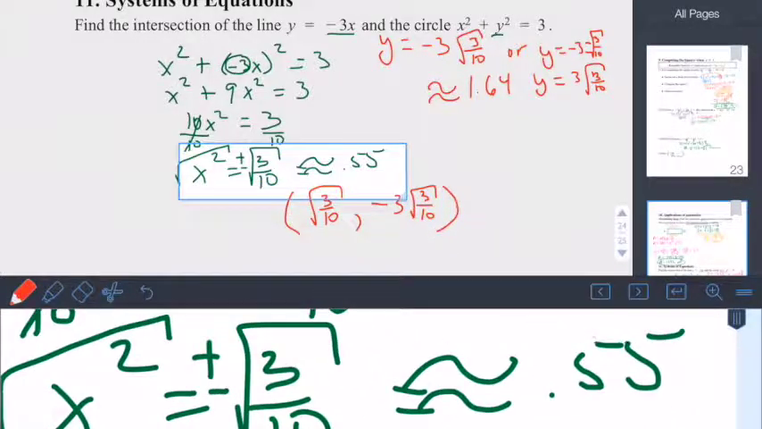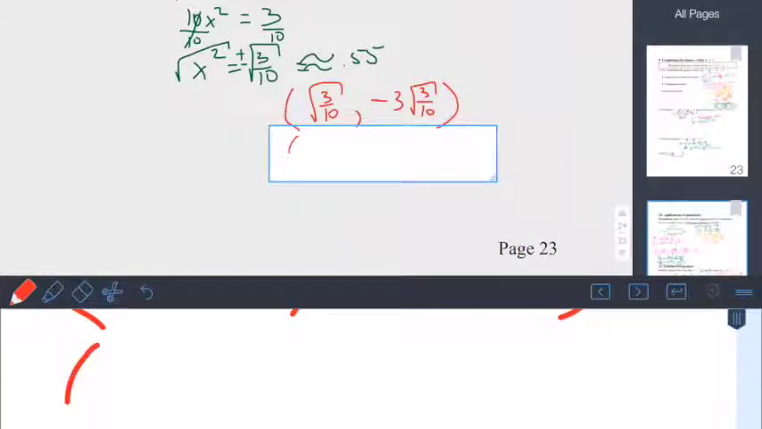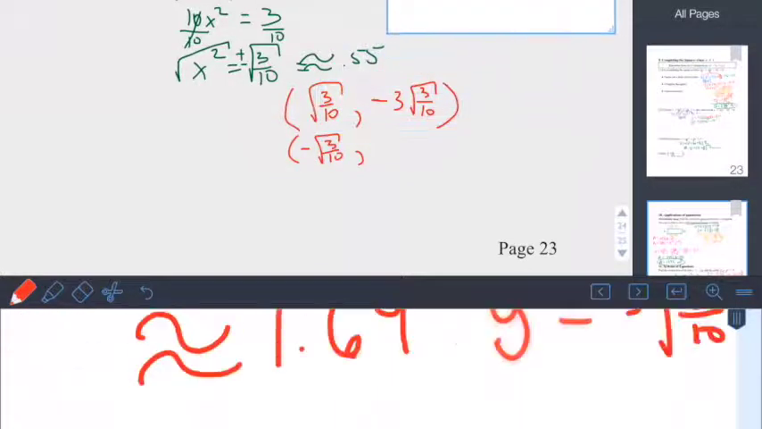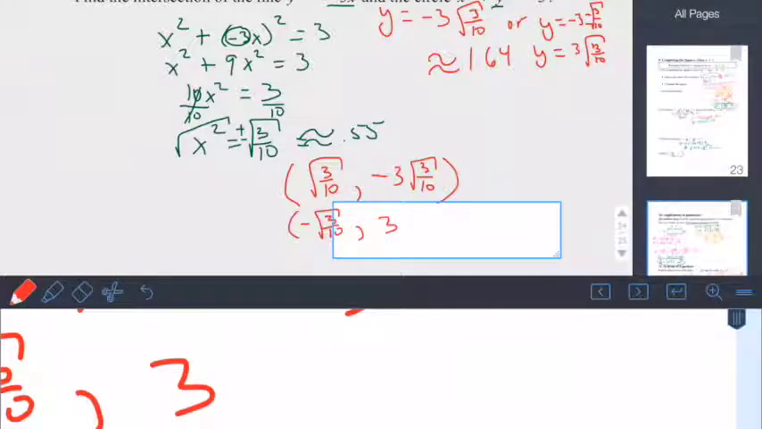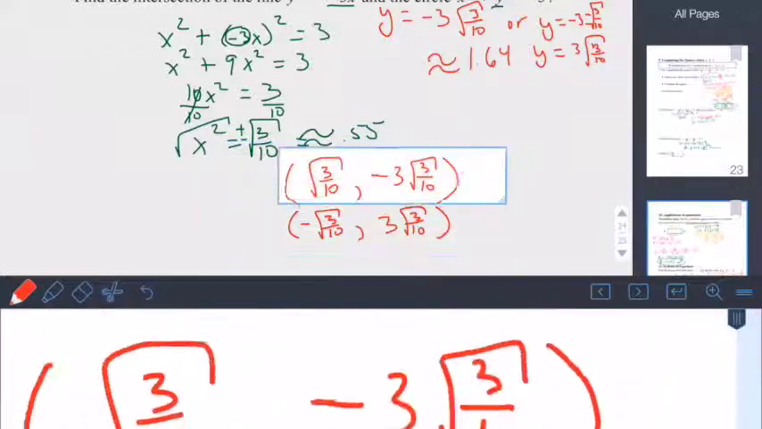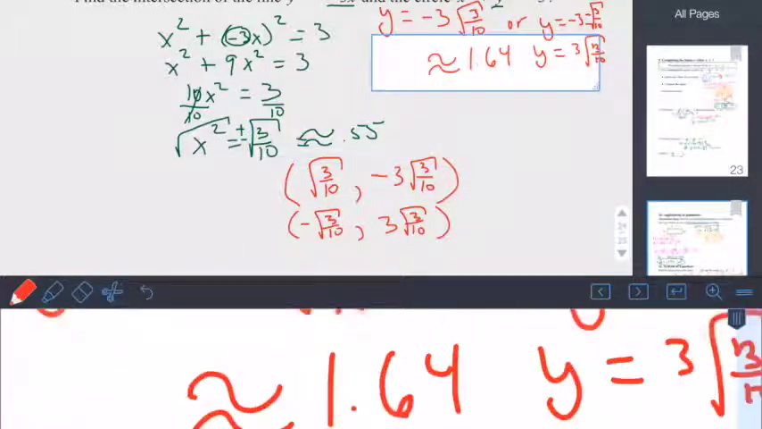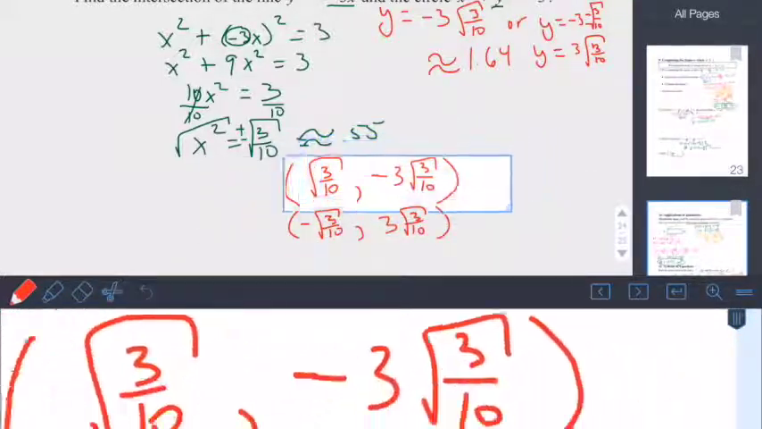That would be my one point with the positive one. Or my other point would be the negative ones. So negative square root of 3 over 10, and then if I plugged in the negative one, remember I ended up getting a positive 3 square root of 3 over 10. Again, this is the exact answer. I'll accept both the decimal approximations or the exact answers, but this one is technically more correct.